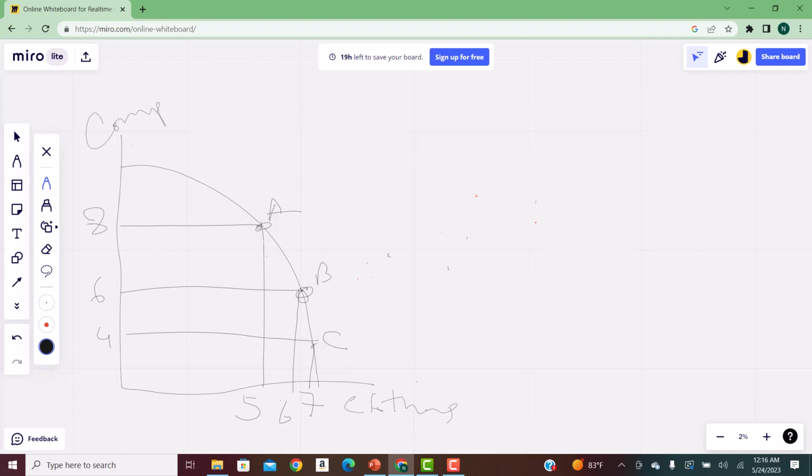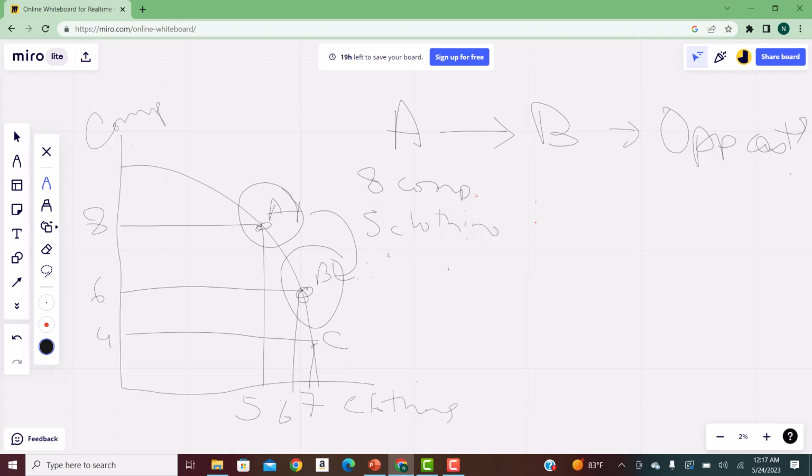Three different points. If, let's say, the economy moves from point A to point B, so we are moving from this point to this point, then what is the opportunity cost? Okay, so let's look at that. Point A has 8 computers and 5 clothing, whereas point B has 6 computers and 6 clothing.